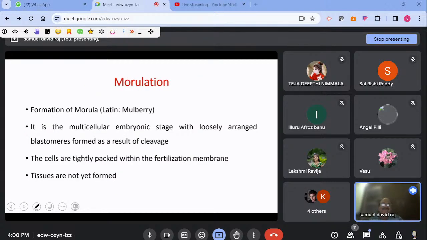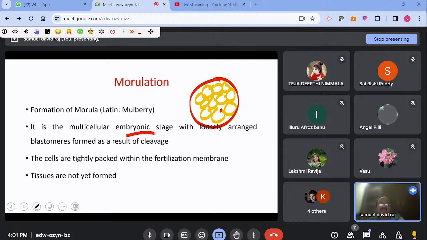So here, as a result of cleavage, it results in a large, loosely arranged package of cells. So a number of cells are said to be formed, and these are loosely arranged inside the primary egg membranes. Each cell has its own plasma membrane. It is the multicellular embryonic stage with loosely arranged blastomeres formed as a result of cleavage. And this is called by scientists as morula, and the formation of morula as morulation.